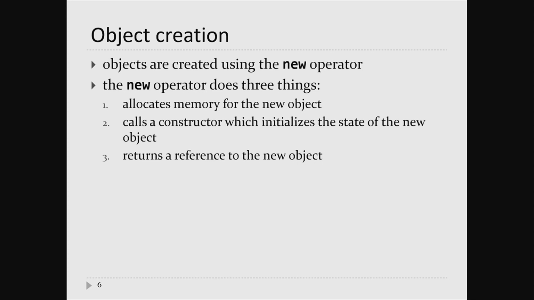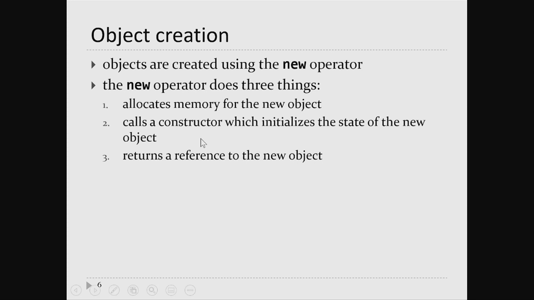So how do you create an object? You use something called the new operator. You've seen this with arrays already: when we make an array, it's something like int[] x = new int[]. So you've already seen the new operator. That operator is responsible for three things. First, it allocates memory for the new object. Every object occupies some amount of memory, and the new operator is responsible for allocating that memory.